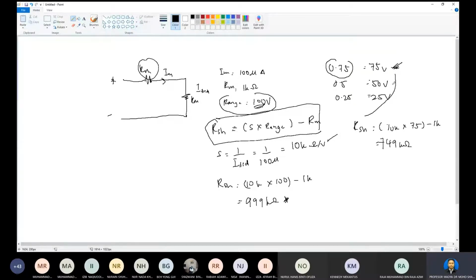Also you can calculate, for example, if we use 0.5, that means the range is 50, so just change the range to 50. And you can also try 0.25, which means we use 25% of the full scale deflection. Alright, so that is for question 5.